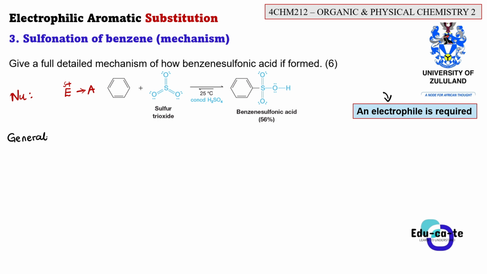Generate something that will require electrons, and the benzene ring will give it electrons and bond with that thing. So here we want to generate an electrophile. So that is the first step, generate an electrophile. So when you are generating an electrophile, how do you generate an electrophile?